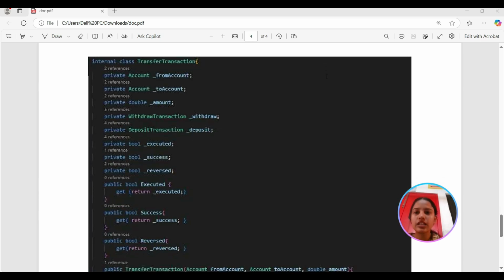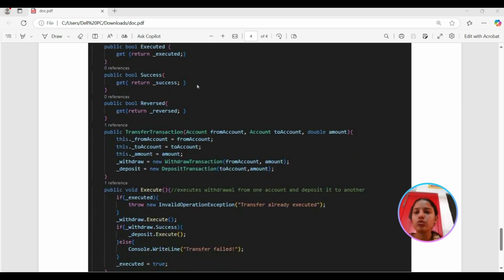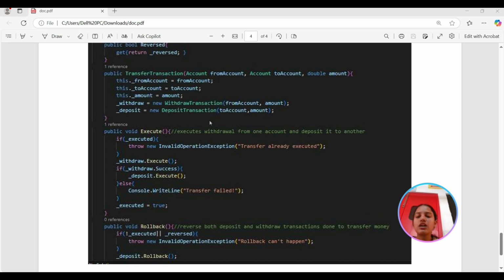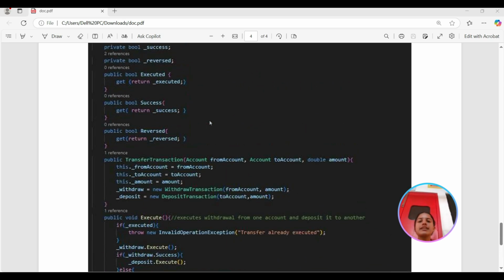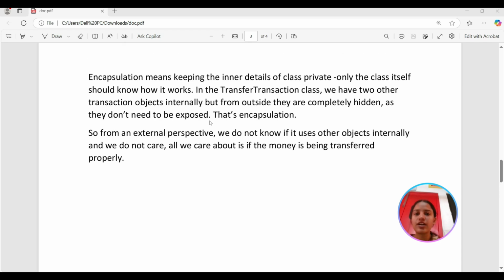In the transfer transaction class, we are using two objects, one of the withdraw transaction class and another of the deposit transaction class, but this is all hidden. The public methods, execute and rollback, are the only things that get interacted with in the code. So that is encapsulation: hiding all the inner stuff and only exposing what is necessary.